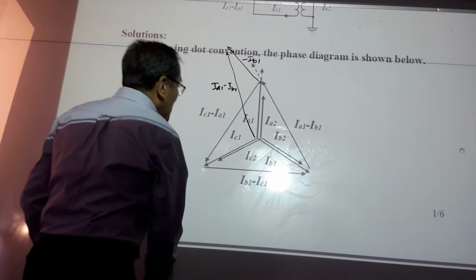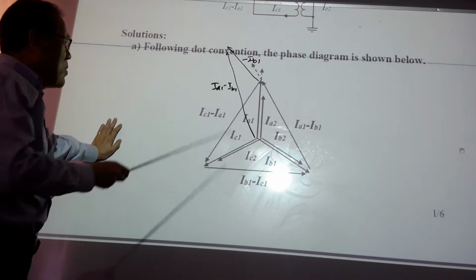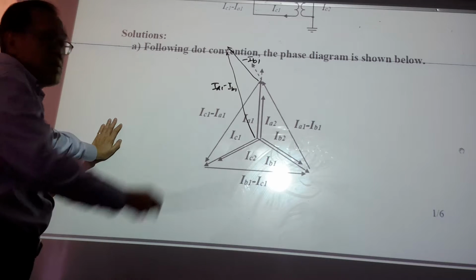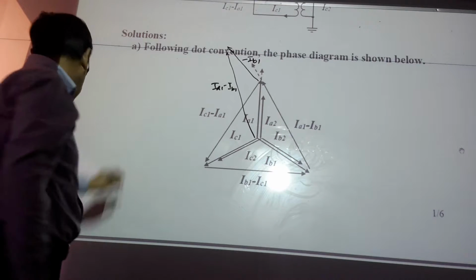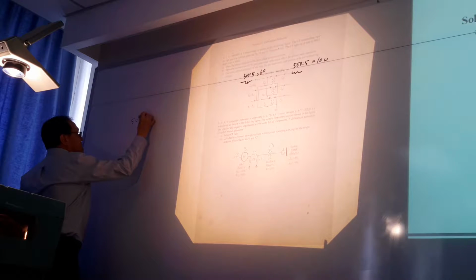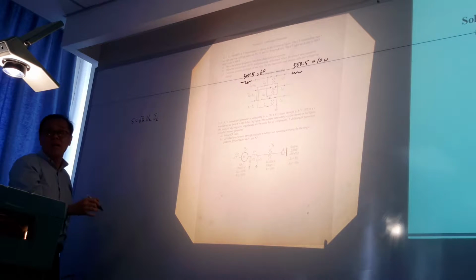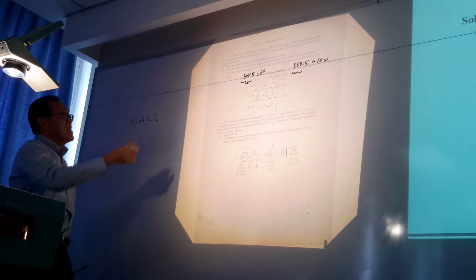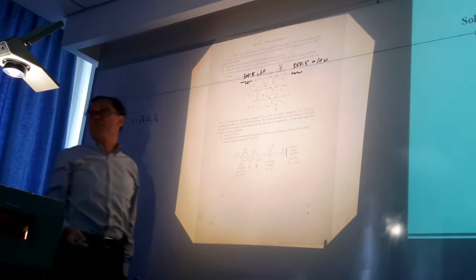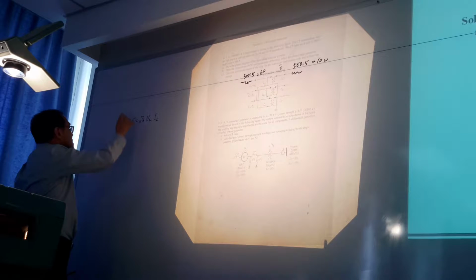If I am going to comment on this diagram, I would not draw IA1 longer than IA2. It's wrong. Why is it wrong? I think you can see from here. We know S is equal to root 3 times V line times I line. Our S is very clear cut. The magnitude of S is 50, so this is going to be substituted as 50 MVA.